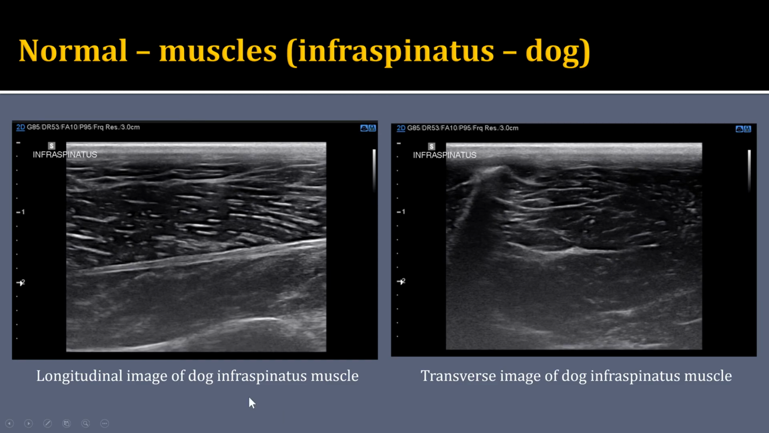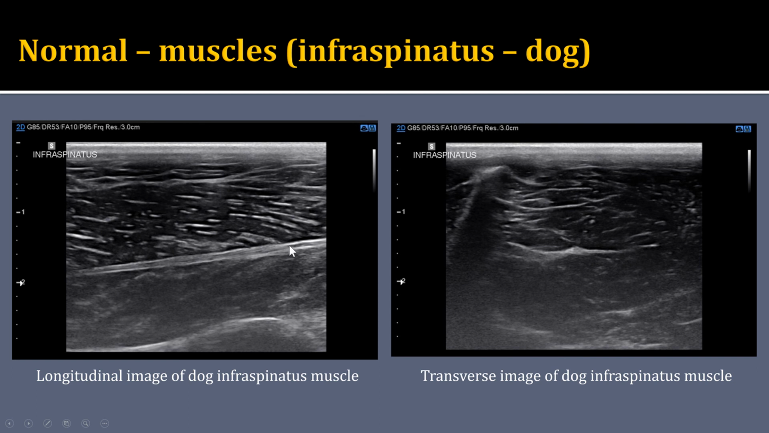Here's an example, a longitudinal and transverse image of our dog infraspinatus muscle. The muscle here is outlined as I show you in the arrow. And again, we can see this nice oblique striation in the hypoechoic background. These oblique striations are going toward the central tendon, and we saw tendons before. Remember, they are more uniformly hyperechoic.